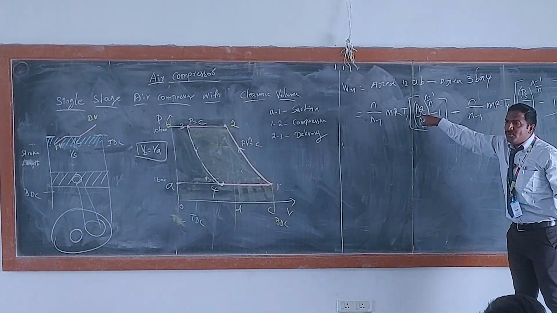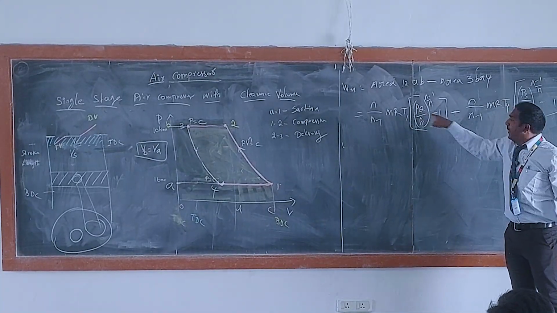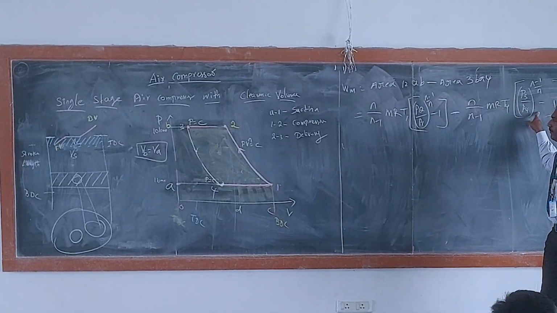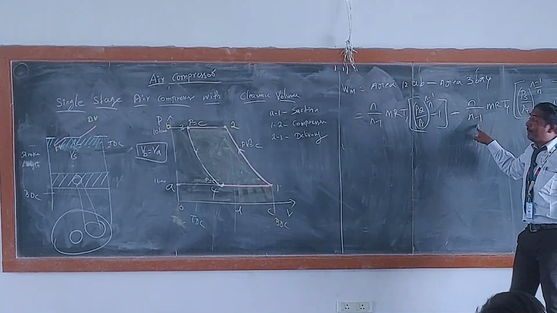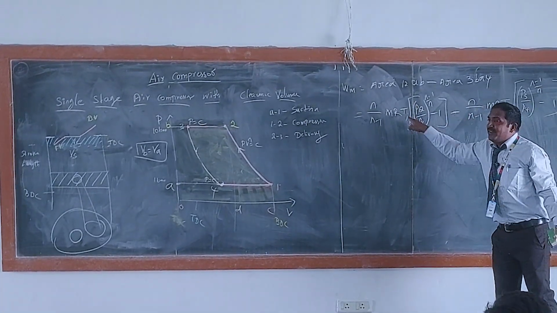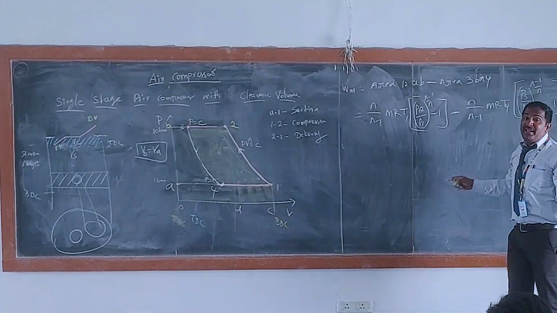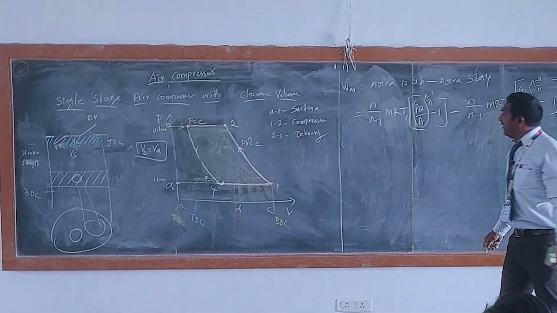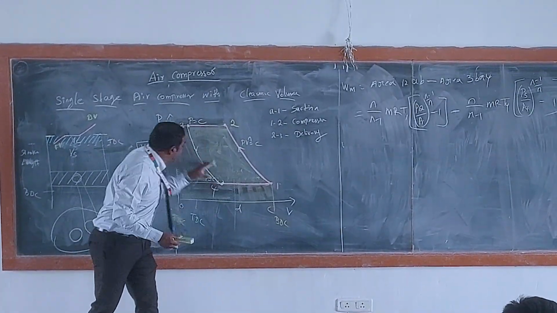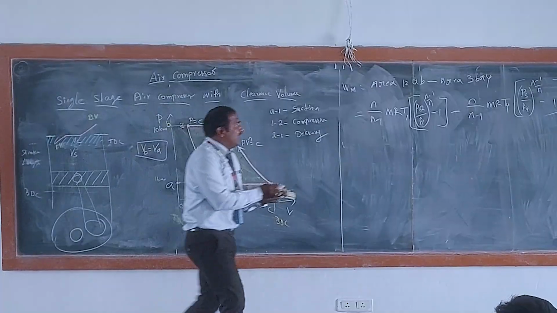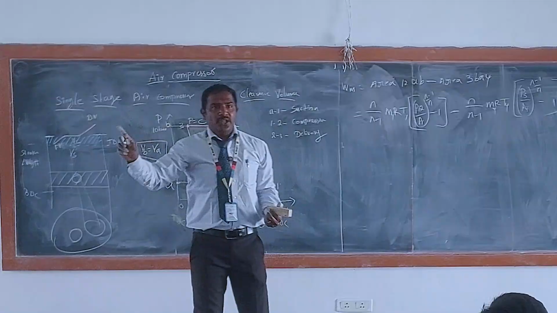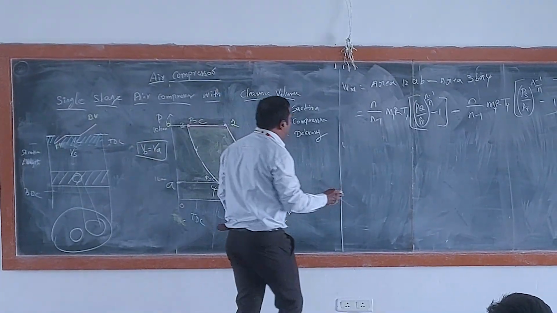So your P3 is equal to P2. The P4 is equal to P1. Both are the same. n by n minus 1 is the same. R is the same. Only one change, what? Oh, sorry. The m is not the same, since here the delivery is different than this delivery. So m is not the same. This is our m1. This is our m4. But T1, T4 are the same. Now we can write this equation.